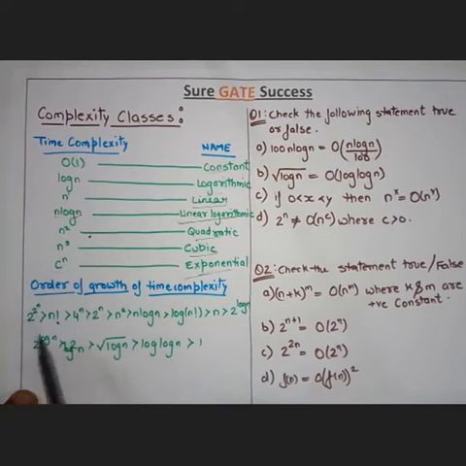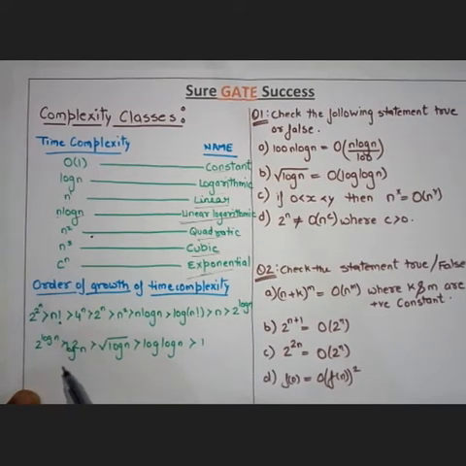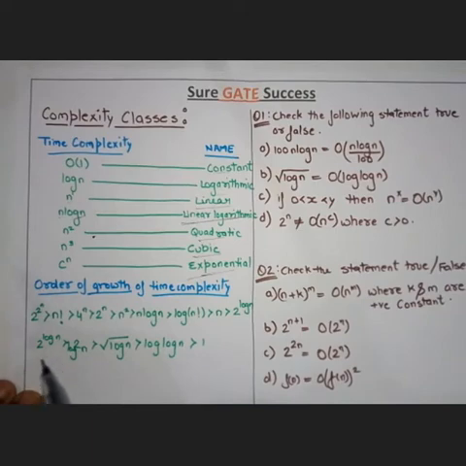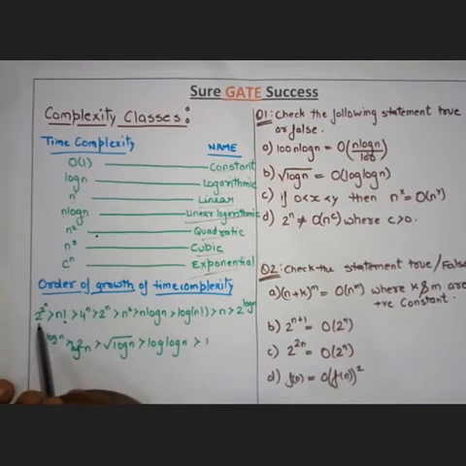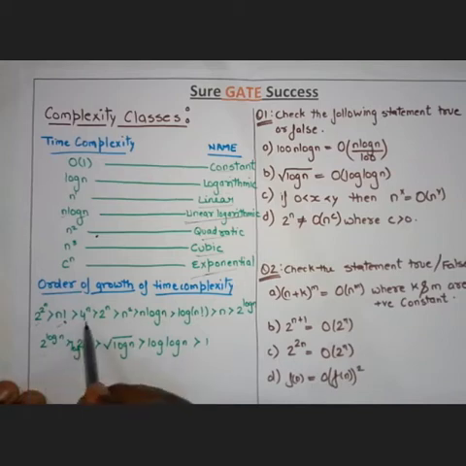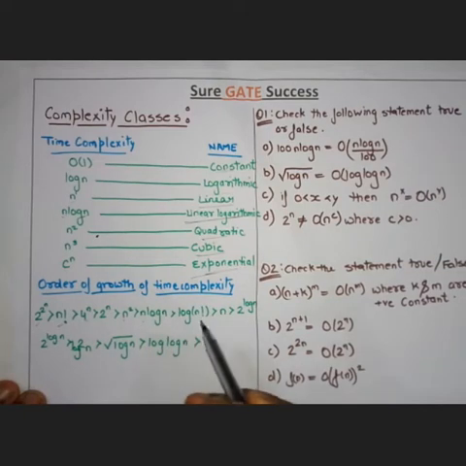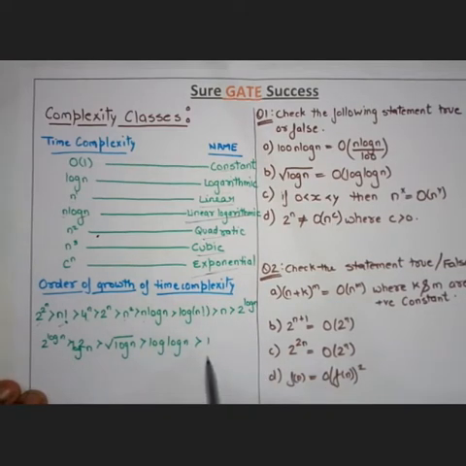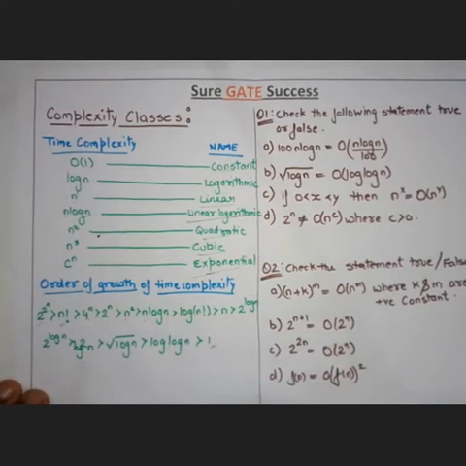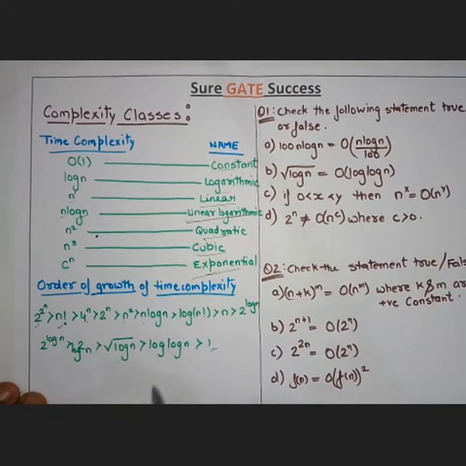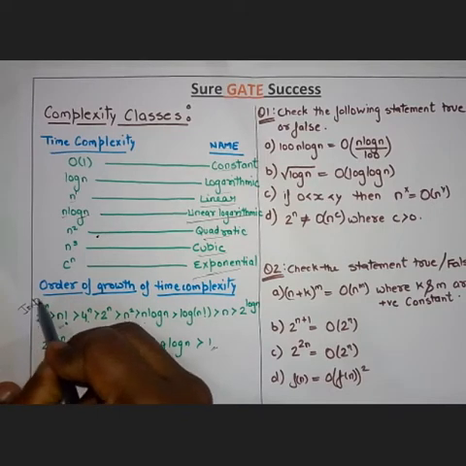Focus on one thing, the order of growth of time complexity. The order is very important and there are definitely questions on the particular order, such as 2 to the power n is greater than n factorial. 4 to the power n and 2 to the power n: 4 to the power n is definitely greater than 2 to the power n. n square is greater than n log n. n log n is greater than log n factorial, and so on. You can understand it. It is a very important sequence.